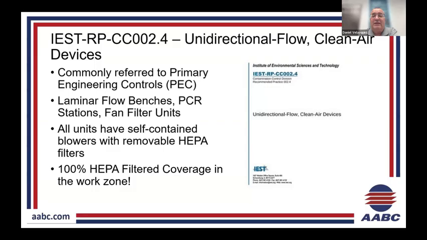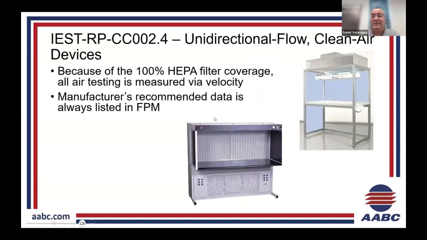The biggest thing is unidirectional laminar flow clean air devices. They have self-contained blowers with removable HEPA filters. That's the big indicator, that they have their own blowers in them. Because they are ISO 5, they do have 100% coverage of the work surfaces. They'll have 100% HEPA filter coverage. With that being said, as a reminder, you're going to be using almost exclusively velocity testing. The velocity testing is used in these devices, I would say 99% of the time.